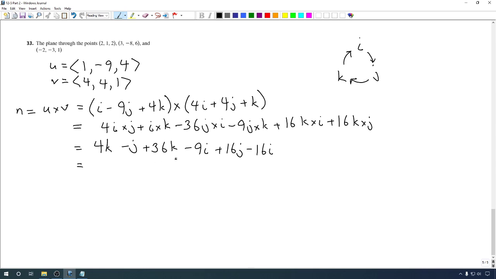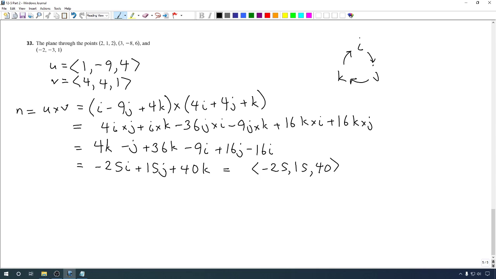Of course, then we also have to combine like terms. We have a minus 9i minus 16i, it's going to be minus 25i. We have a minus j, but a positive 16j, so we end up with a plus 15j. And then finally, 4k plus this 36k is going to be a 40k. Or in other words, this is minus 25, 15, and 40.